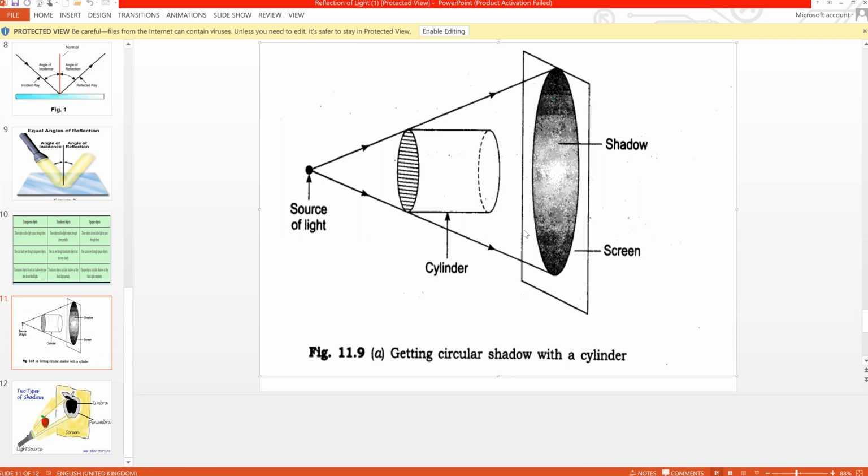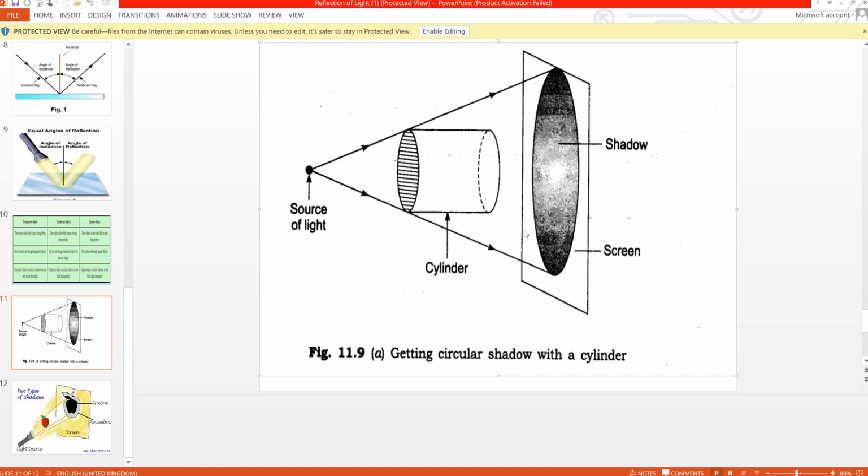Ma'am, if there is a translucent object, the shadow will not appear, right? Shadow will appear, but you will not have the umbra region there. Umbra and penumbra specifications will not be there. Even for a transparent object also, the same, ma'am?